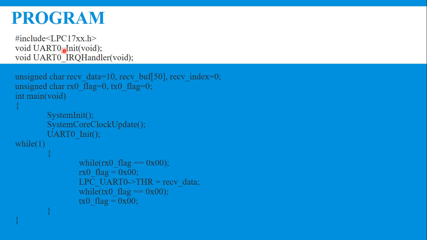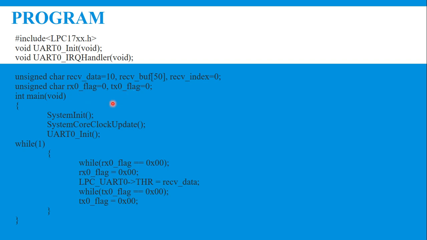UART0 initialization should be declared first. So this is a subroutine. And the UART0 IRQ handler, as we said, the nested vector interrupt controller is the flexibility that is present in the LPC1768, so that is to be declared here. Unsigned character receive data, receive buffer and receive index. Similarly, unsigned character receive flag and transmit flag.